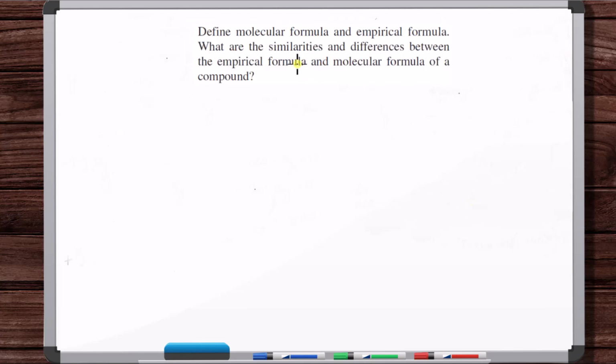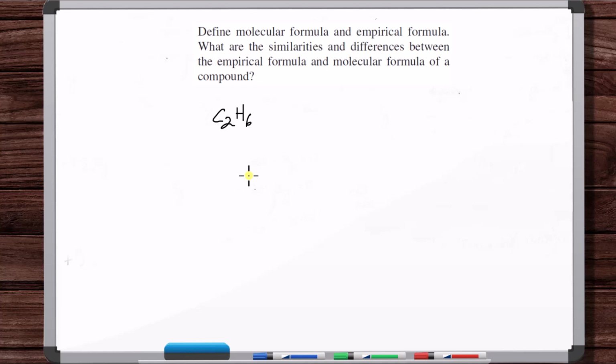Okay? Define molecular formula and empirical formula. What are the similarities and differences between the empirical formula and molecular formula of a compound? Okay, the molecular formula is the literal one. If you have a molecular substance, it's made up of molecules like water. For each distinct molecule, you put the number of atoms. The best example of this is C2H6. If you've got a container of C2H6, when you write this molecular formula, you're saying that each distinct molecule has 2 carbons and 6 hydrogens.